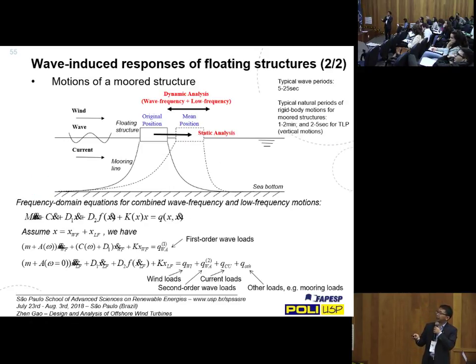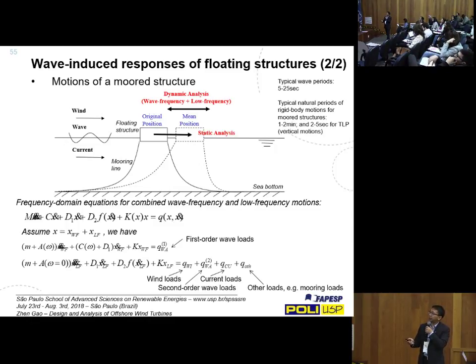Okay, here there's some overlaps here. But here I just want to show some examples of how the motion of the structure behaves in wind and wave. And this is a general floating structure. So typically you would have a mean force acting on the structure. For example, if you have a wind turbine, you have a mean thrust force. And this displaces the floating structure to a new mean position.